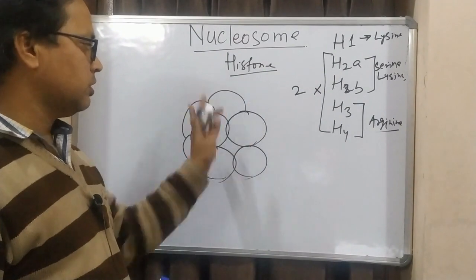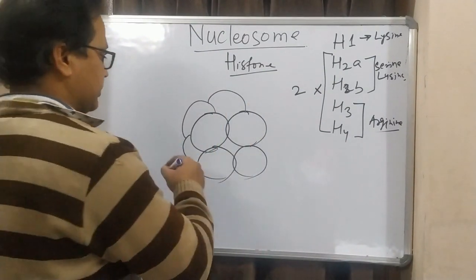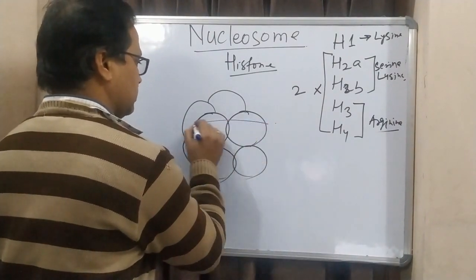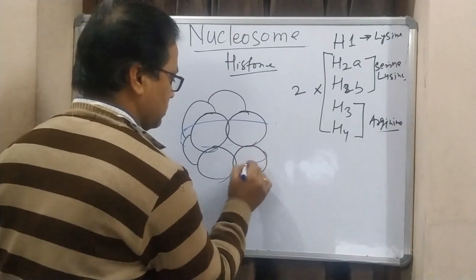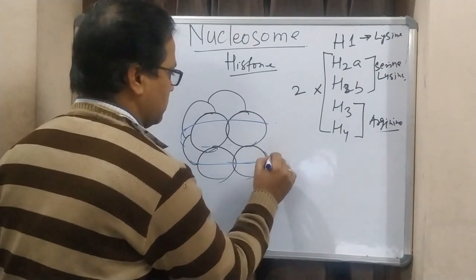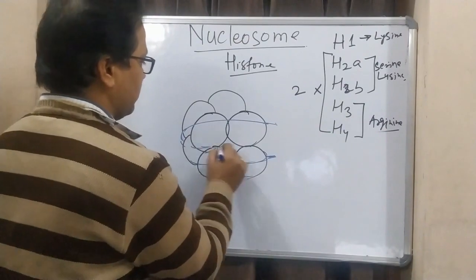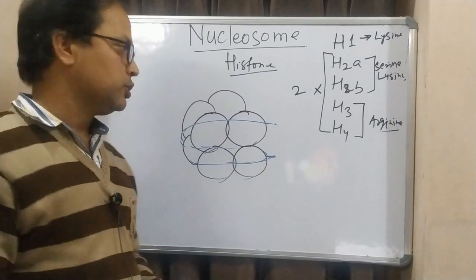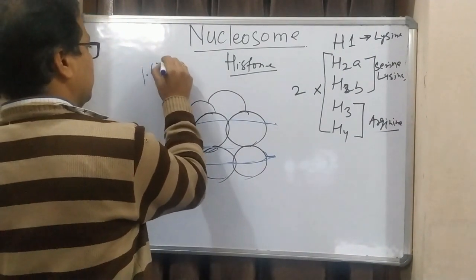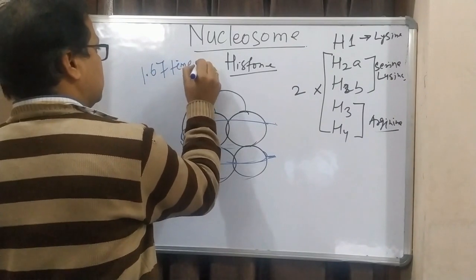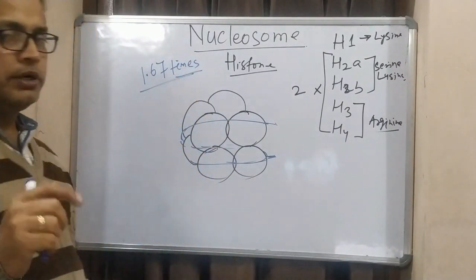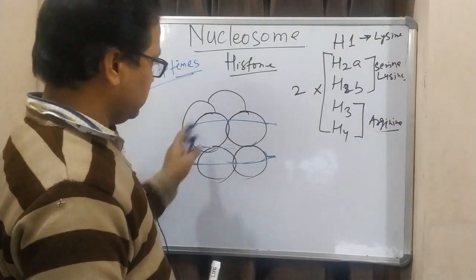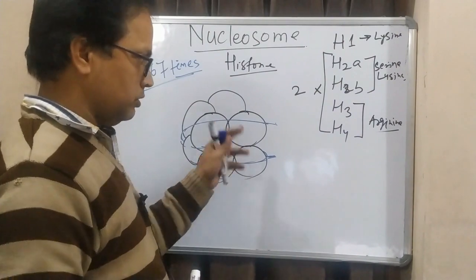On this histone octamer, DNA will be wrapped. DNA is going to start from here. It will be wrapped roughly almost 2 times, not exactly 2 times. DNA is going to wrap 1.67 times, not completely 2 times. This DNA is wrapped on the nucleosome octamer.